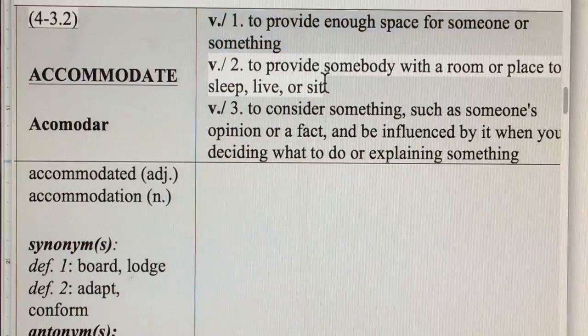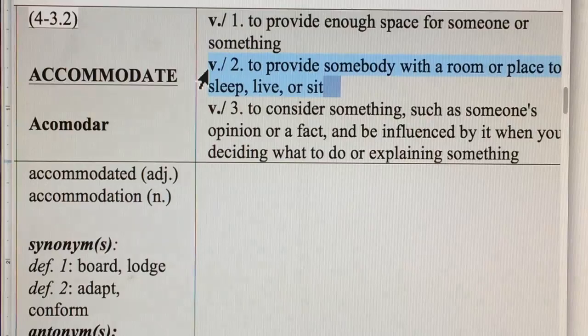The second definition is to provide somebody with a room or place to sleep, live, or sit. This is kind of similar to the first one, except it's more specific about giving a person a room or place to sleep, live, or sit. So you need a chair if you're in the classroom. If we have too many students or more students than seats, then we can say we cannot accommodate all of our students in the classroom.